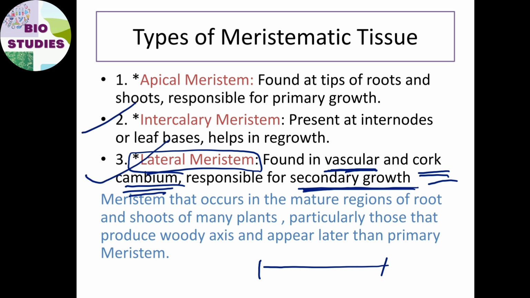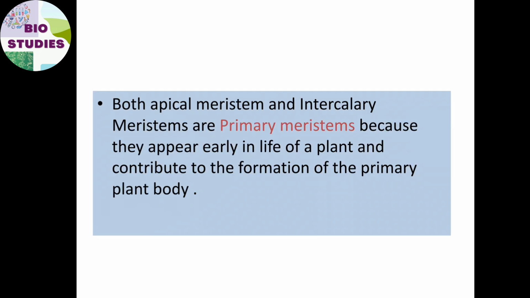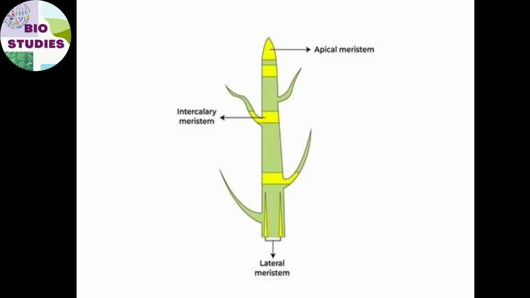Intercalary meristem regenerate parts removed by grazing herbivores. They occur in grasses. Apical meristem are present at the apex, responsible for growth, the height and all. Intercalary done, primary meristem done. It is a beautiful diagram. Here you can see the apical meristem, intercalary meristem and the lateral meristem.